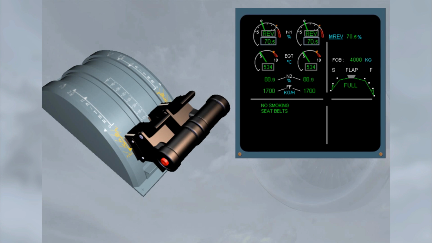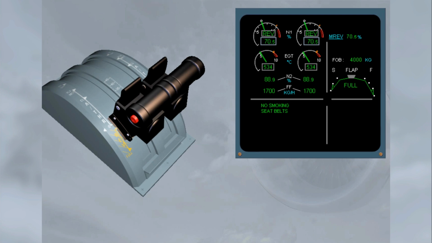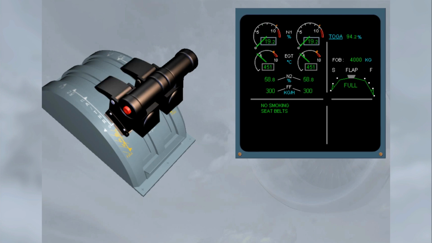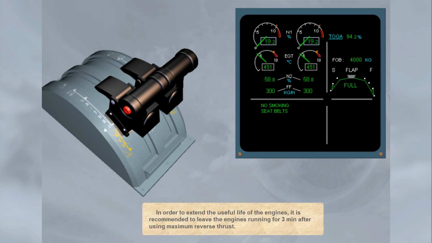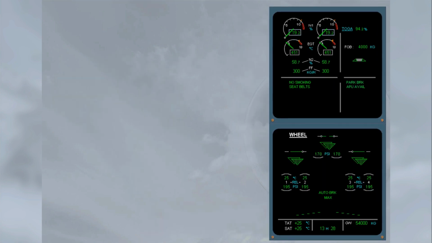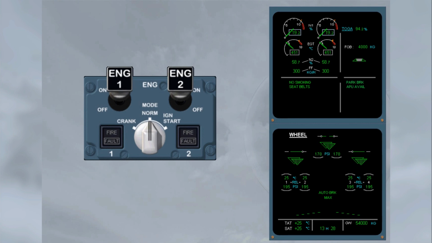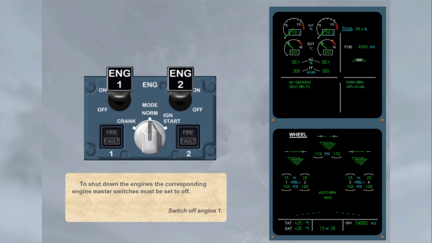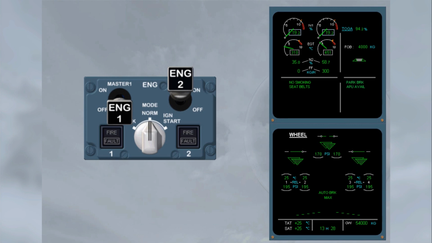In order to extend the useful life of the engines, it is recommended to leave the engines running for 3 minutes after using maximum reverse thrust. To shut down the engines, the corresponding engine master switches must be set to off. Switch off engine 1. The engine shuts down. On the engine warning display, the fuel flow indication is 0, the EGT decreases, N1 and N2 decrease. Switch off engine 2. Engines 1 and 2 are shut down.